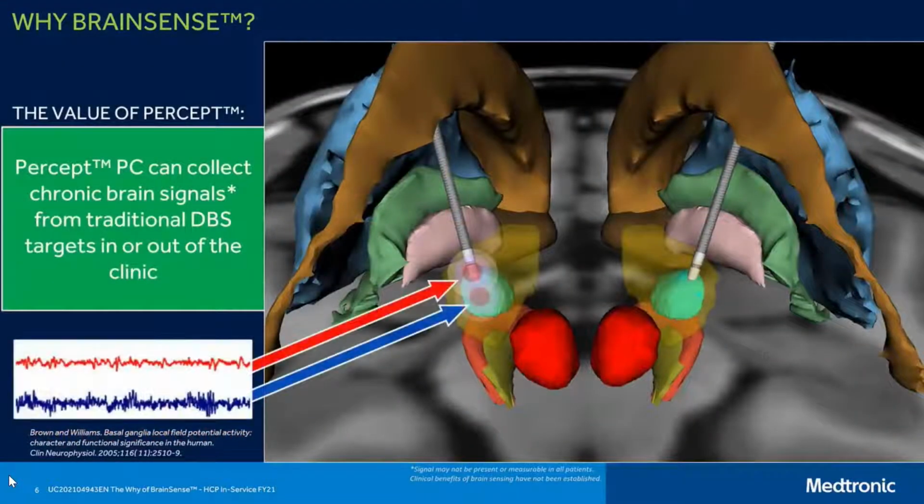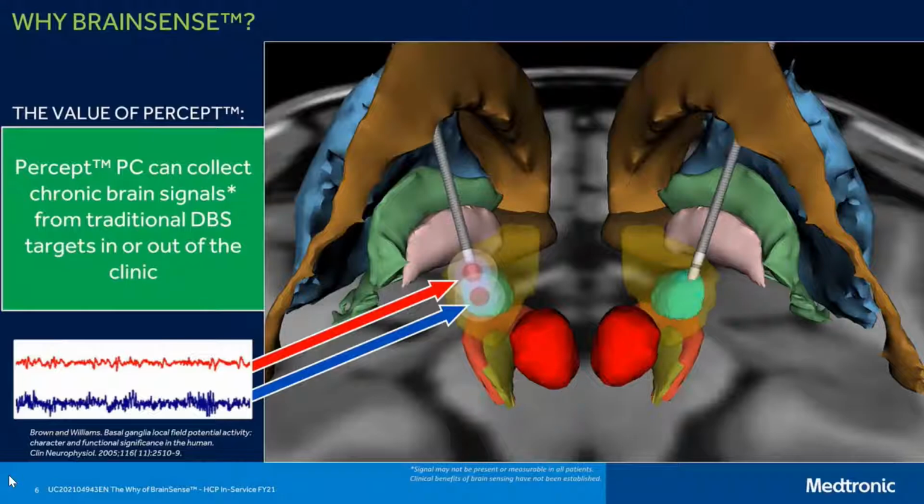And this is where Percept PC and BrainSense comes in to help fill that information void. So we're providing the data that managing physicians have historically never had, and that's a record of potentially what's going on with the patient outside of the clinic. And so Percept can collect and record chronic brain signals, or LFP signals, from DBS implanted anatomy while the patient is in or out of the clinic.